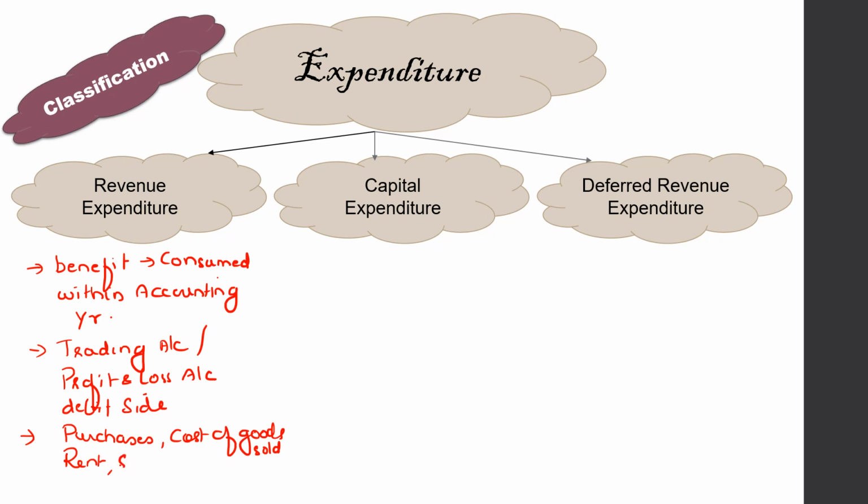rent, salary, electricity expenses, and all other expenses like postage, printing and stationery. All these are, when you incur the expenditure, you are going to consume that within that particular accounting year. So these type of expenditures are called as revenue expenditure. I hope that is clear.